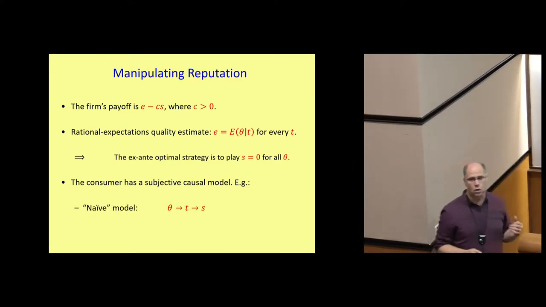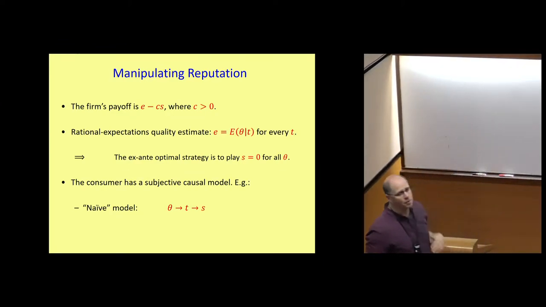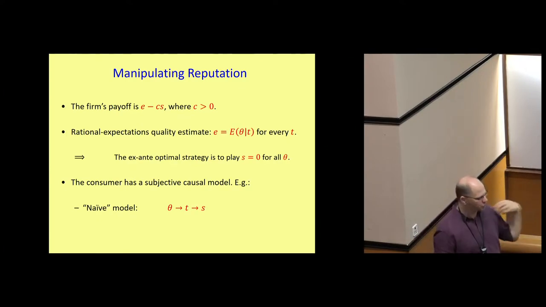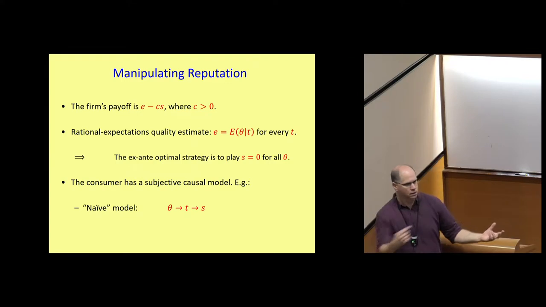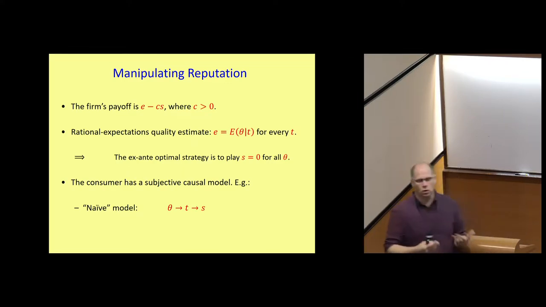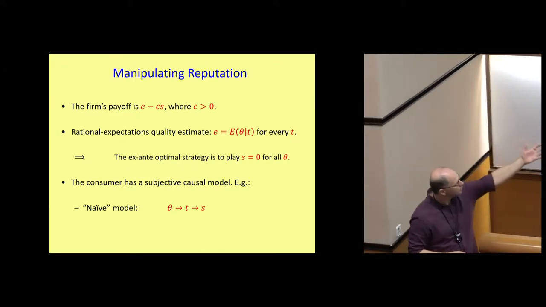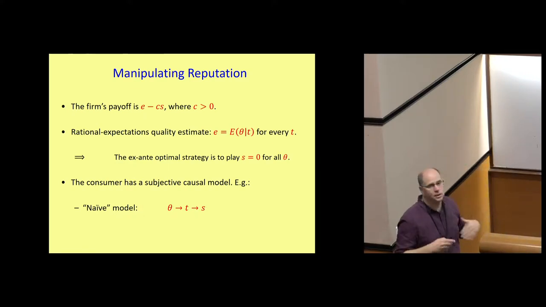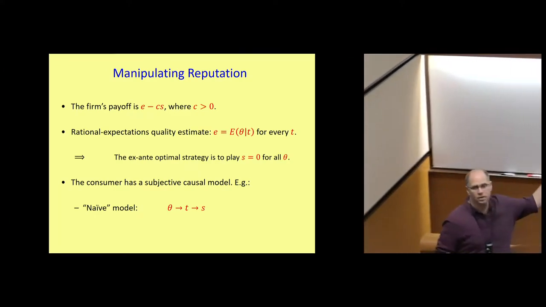And here's one story. For example, a naive causal model. What's a naive causal model? It's just a name. But the idea is that the consumer thinks that sponsorship is like tipping. So the quality is realized. The critic comes along, writes a review, and then maybe he's going to be sponsored or not, ex post facto. So he thinks that S is actually a reaction to T. It doesn't affect T, it's caused by T. So that's a basic kind of qualitative causal belief about the relation between theta, S, and T.